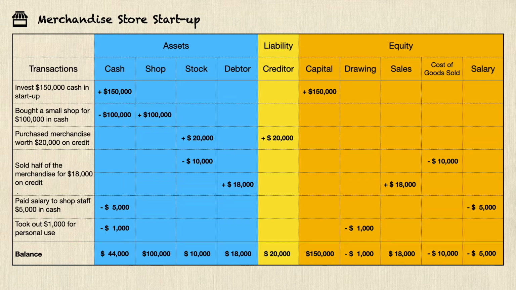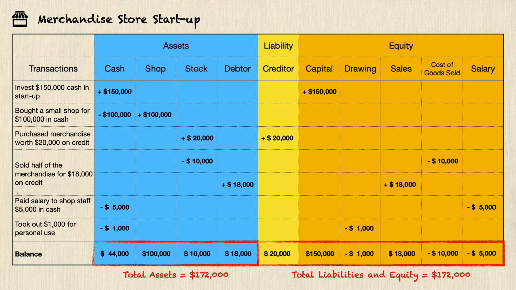Now, in order to ensure that we have followed the accounting equation framework, we will need to sum up all the resources or assets of the business, which amounts to $172,000. This must equal the sum total of all the relevant claims of the business, comprising its liabilities and equity, of $172,000 as well.